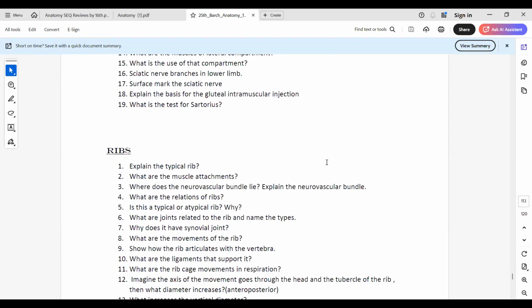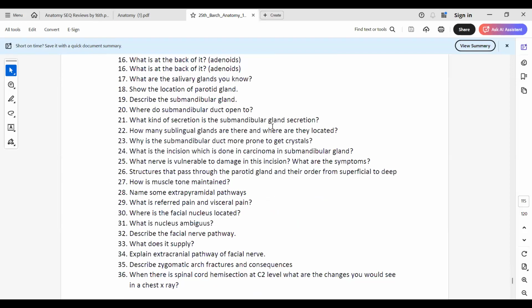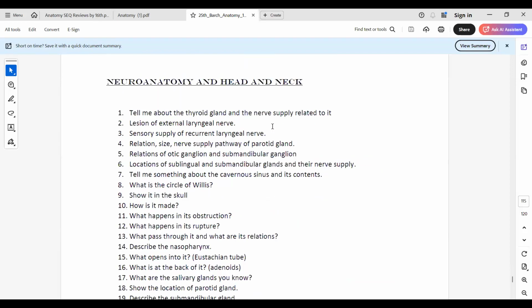Yeah, here we have: tell me about the thyroid gland and the nerve supply related to it. That's how they are going to ask. Then you will tell that the thyroid gland is an endocrine gland located in the muscular triangle of the neck. Then it is supplied by these nerves. Like that you have to tell.